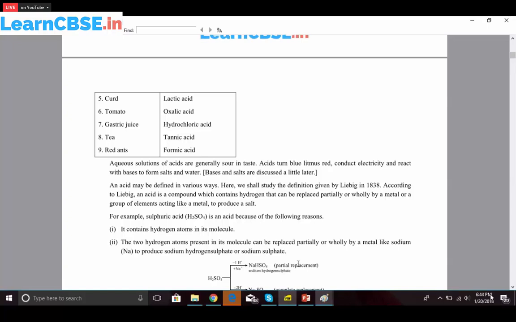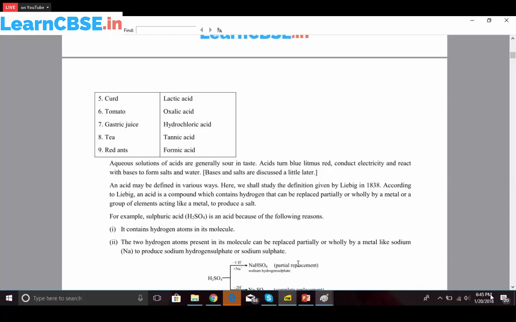Also, acids can conduct electricity because they dissociate into H plus and the other anion. And acids can also combine with bases and form salt and water. That is nothing but the neutralization reaction. Acids react with bases to form salt and water.